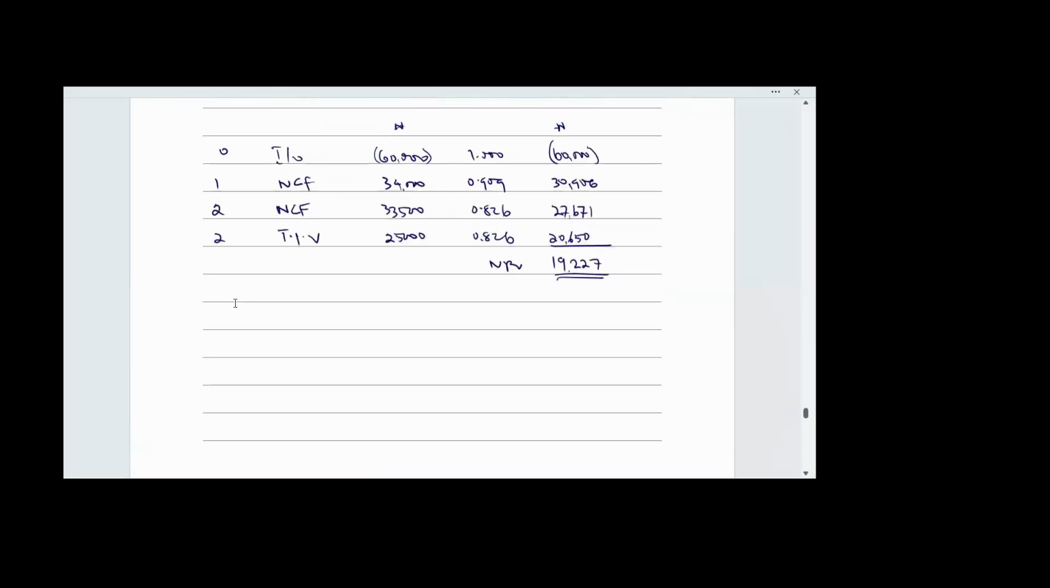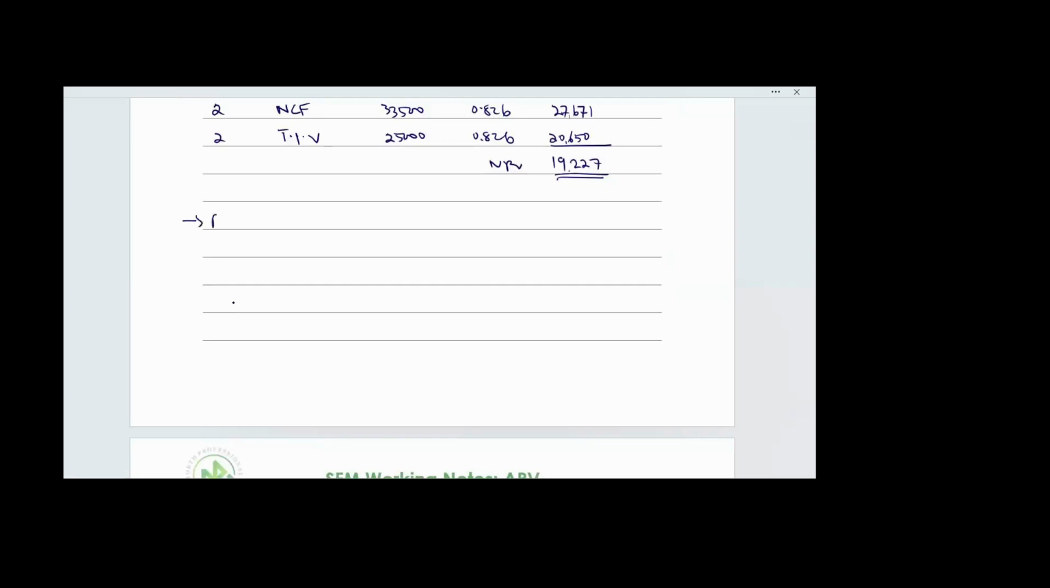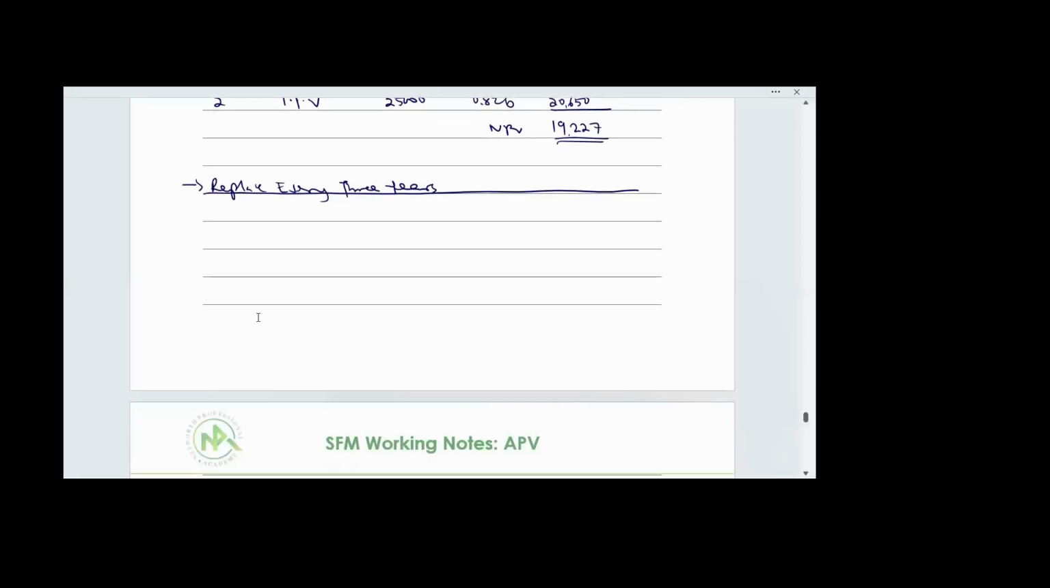Move to the next one, which is year 3. Replace every 3 years. This means that if the asset has 10 years useful life, you are going to calculate 10 different NPVs. So here: item, cash flow, discount factor at 10%. Year 0, year 1, year 2, then year 3. Initial costs, net cash flow, net cash flow. Then we have trading value for year 3.